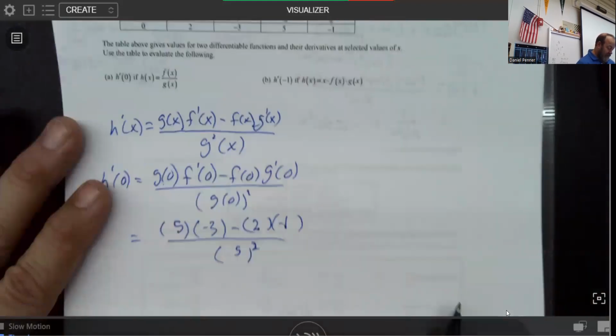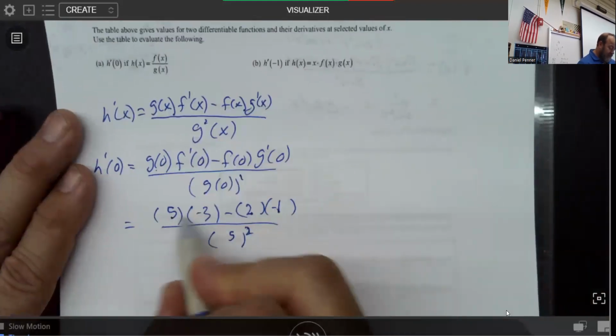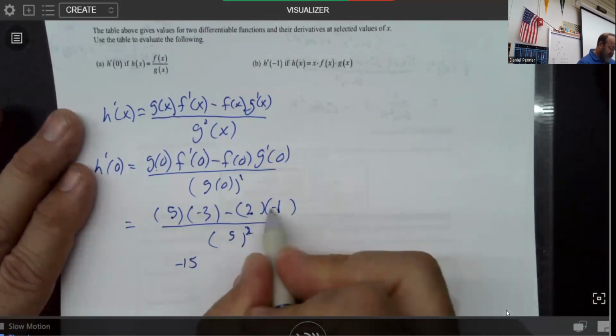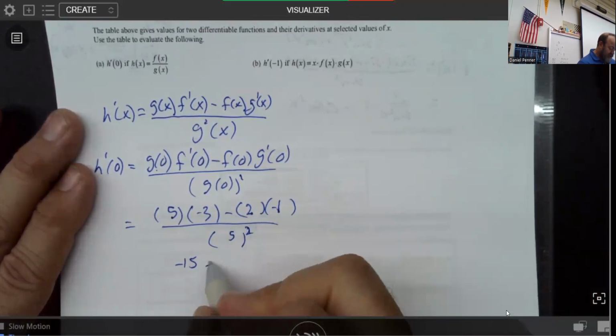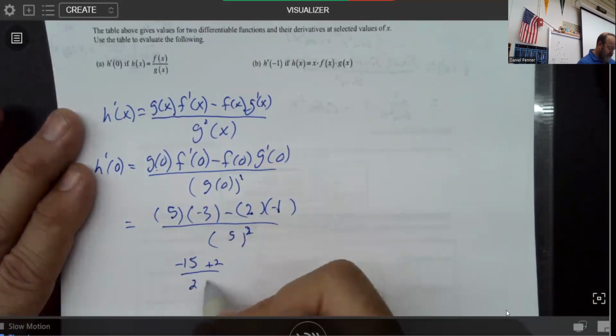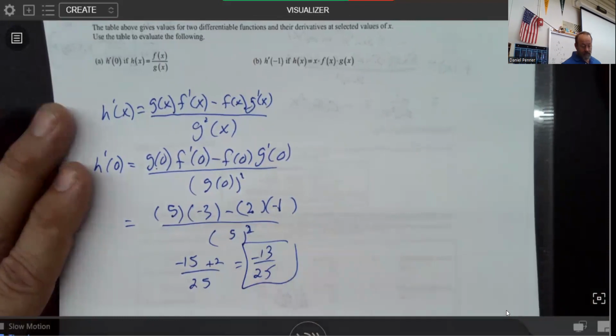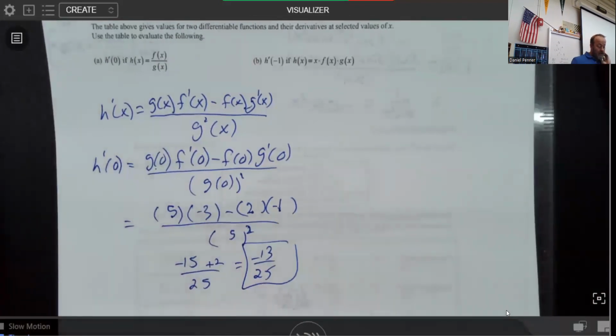So by putting all that together, I have a negative 15. This looks like there's a double negative there, so plus 2 over 25. So it looks like I got negative 13/25. And that would be all we can do.